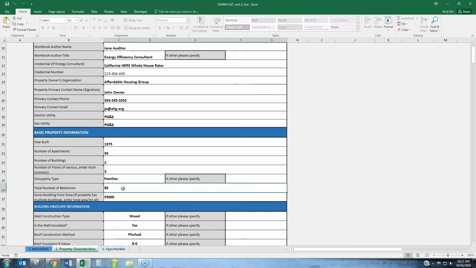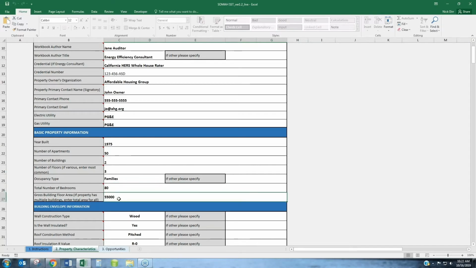You'll enter the total number of bedrooms at the property, and this should be very easy to calculate. You should be able to get this information from the property directly. So in this example, we have 50 apartments total. Let's say some of those are 1-bedrooms and some of those are 2-bedroom units, but overall the total number of bedrooms at the property is 80. So you'll enter that here.